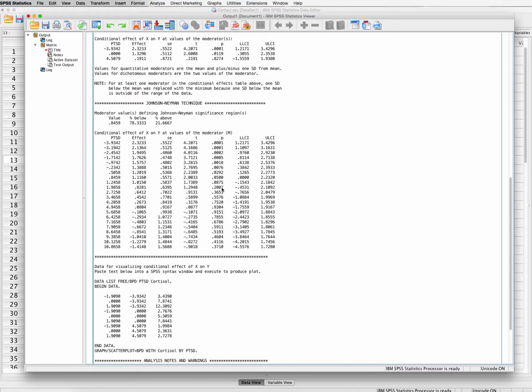So right now, this is the only zone of significance. That is the one zone of significance we have. If we have multiple zones of significance, we would have multiple values reported here with how many percentage of values below or how many above that are significant. And then you would actually report for each one of those. Just make sure that you are reporting for the zone of significance, not the zone of non-significance.